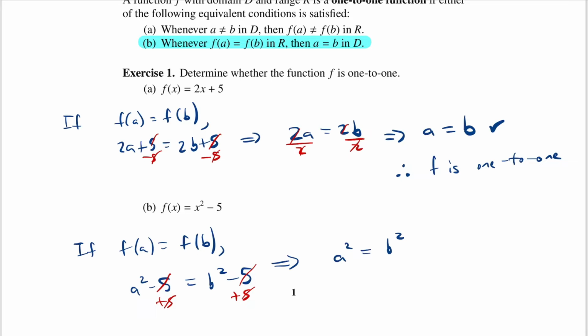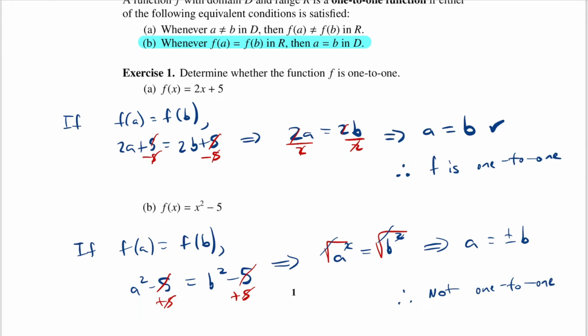In order to get rid of the square, we take the square root of both sides. That cancels out the squares. Whenever you take the square root of both sides of an equation, that introduces a plus or minus. So we have A equals plus or minus B. In this case, we don't necessarily have A equal to B. We have A equal to positive B, or A equal to negative B. So therefore, this one is not one-to-one.